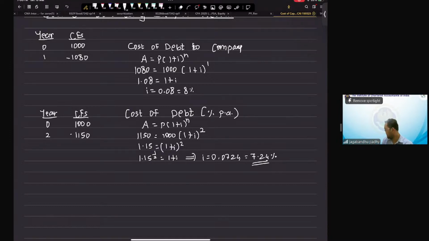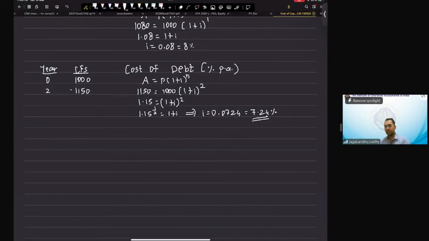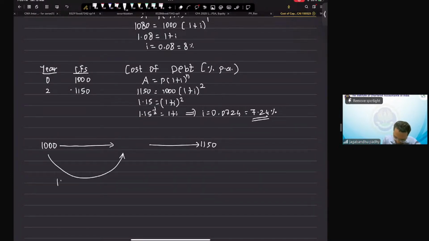Cost of debt is 7.24%. Now I can make you understand this 7.24% like this: 1,000 becomes some value, and then it finally matures to 1150. So this 1,000 actually grows as 1,000 into 1.0724. So this becomes 1072.4 by the first year.